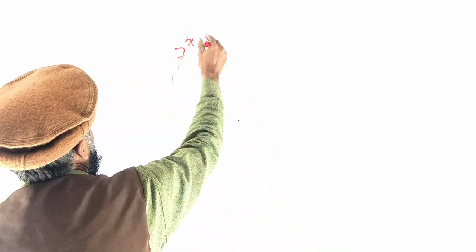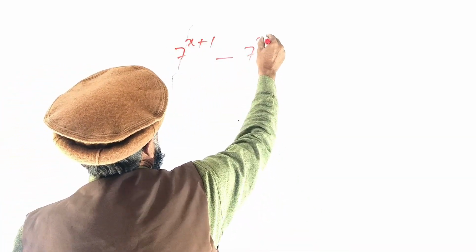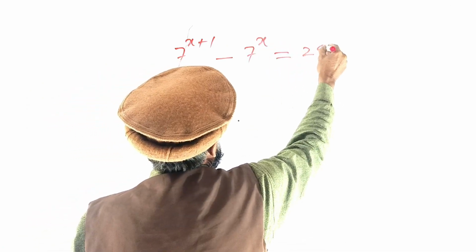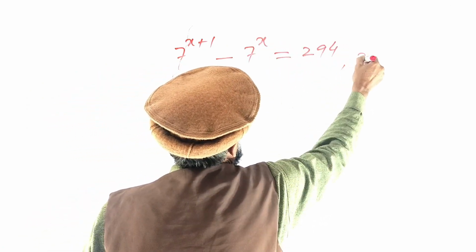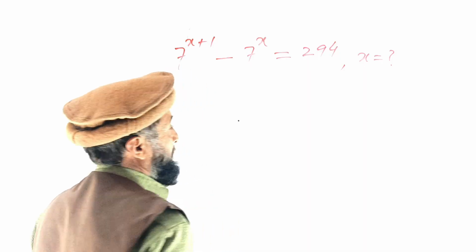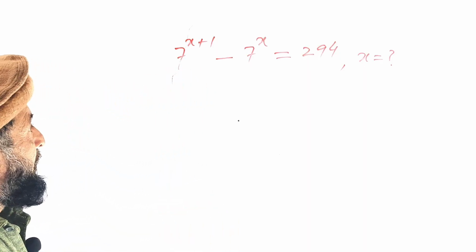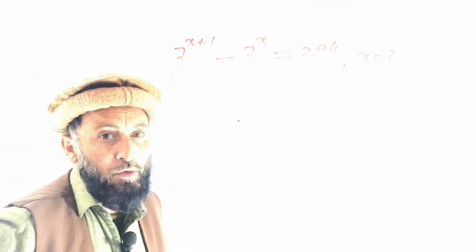Thanks again for today. We have a new exponential equation. So how can we calculate the value of x from this equation? 7 exponent of x plus 1, minus 7 exponent of x, is equal to 294. How can we find the value of x, which is unknown? A very tricky and interesting question for you today.